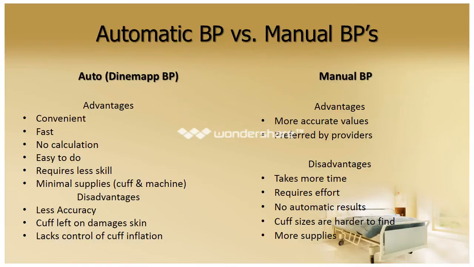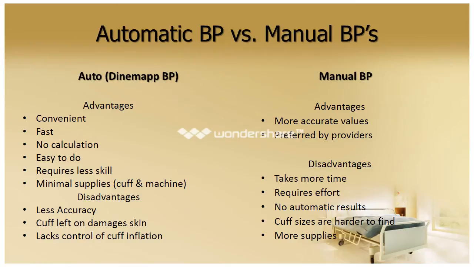Cuff sizes are harder to find for a manual cuff because it comes equipped with a sphygmomanometer. Usually at our institution we only have at least 2 or 3 sizes. And you need more supplies. You'll need a stethoscope, and again we will discuss that a little bit more.